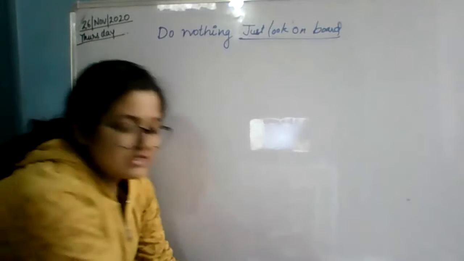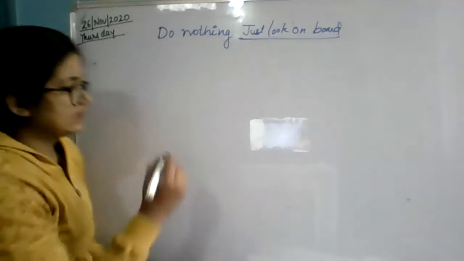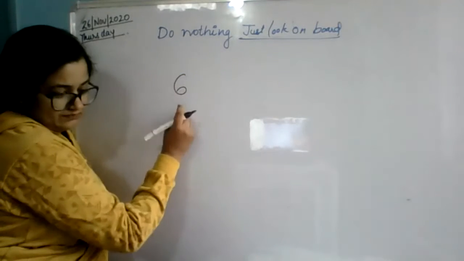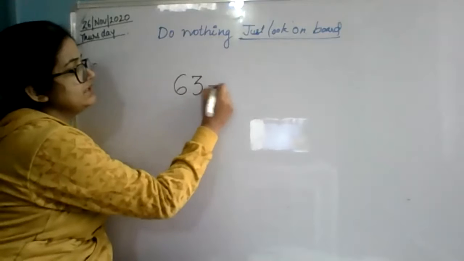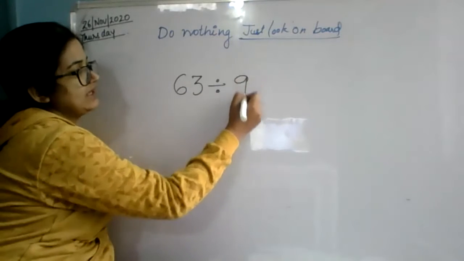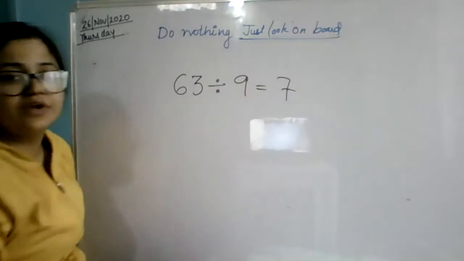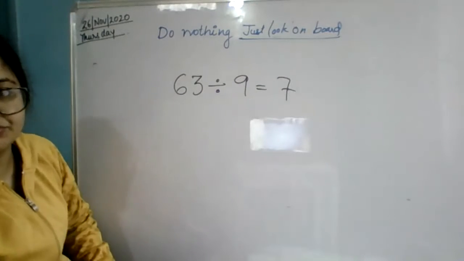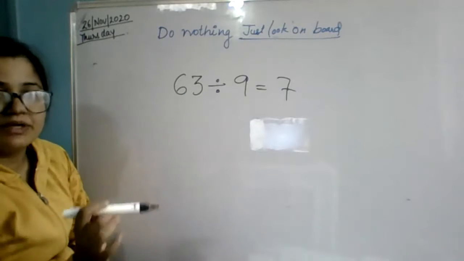In the last class I gave you a few questions. Like this question: 63 divided by 9 is equal to 7. This is the question I gave you. So this is the short method.